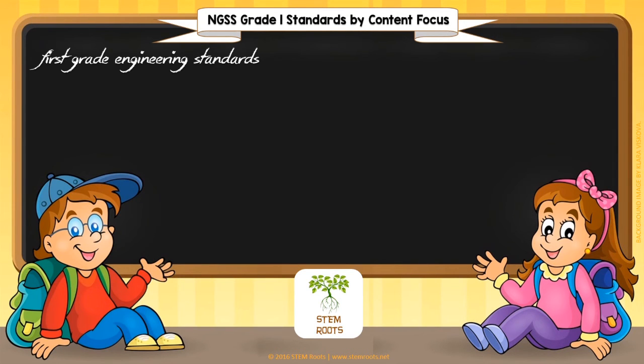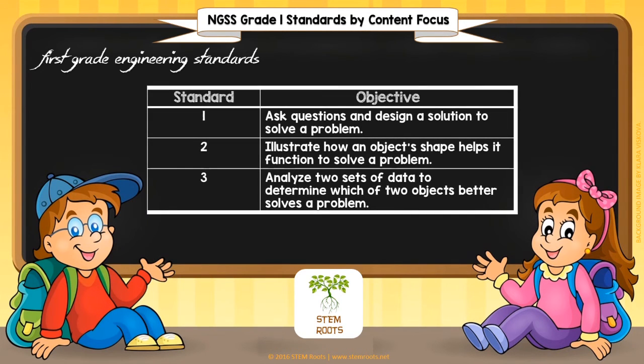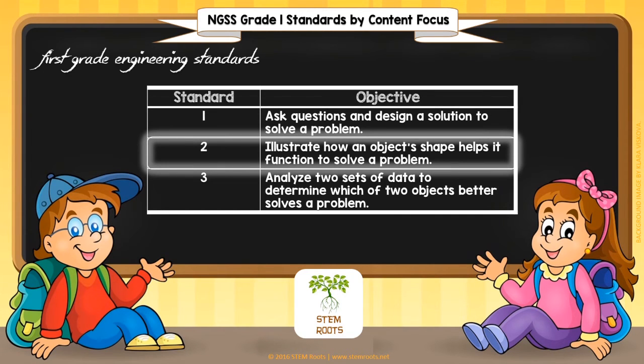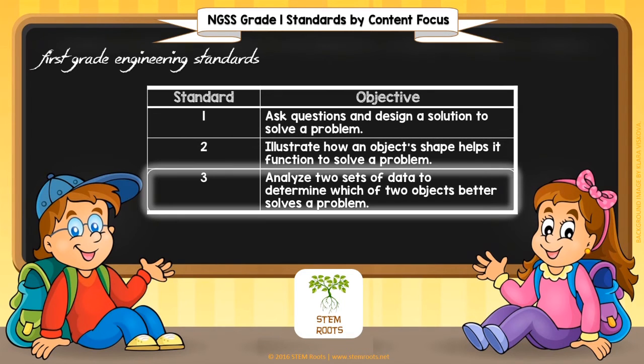Now, let's look at the 4th first grade topic, engineering design. As I mentioned earlier, it spans from K to 2. The objective of the first standard is for students to ask questions and design a solution to solve a problem. The second objective is to illustrate how an object's shape helps it function to solve a problem. Finally, the third objective is to analyze 2 sets of data to determine which of 2 objects better solves a problem. The engineering standards can be taught separately or incorporated into the other content areas.